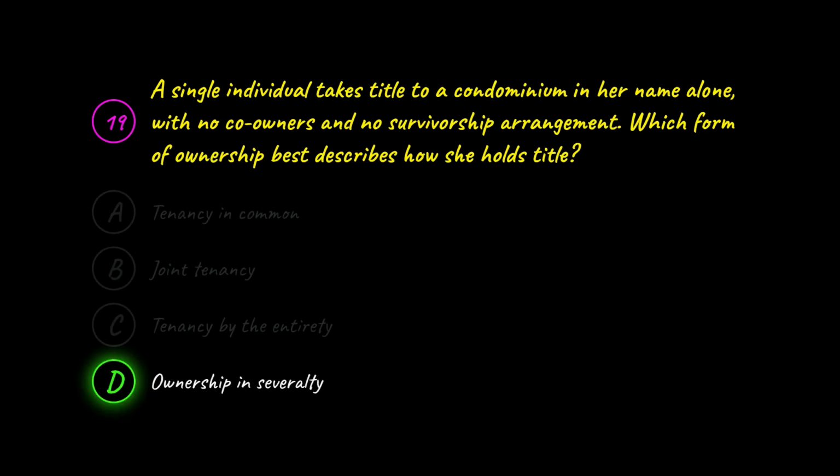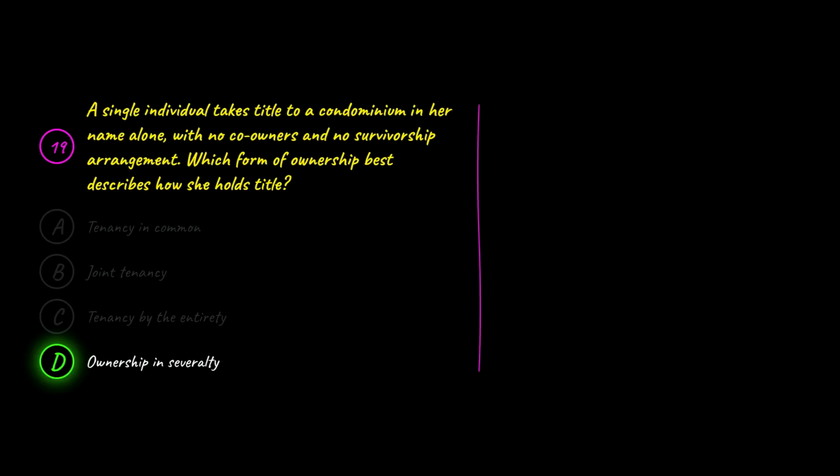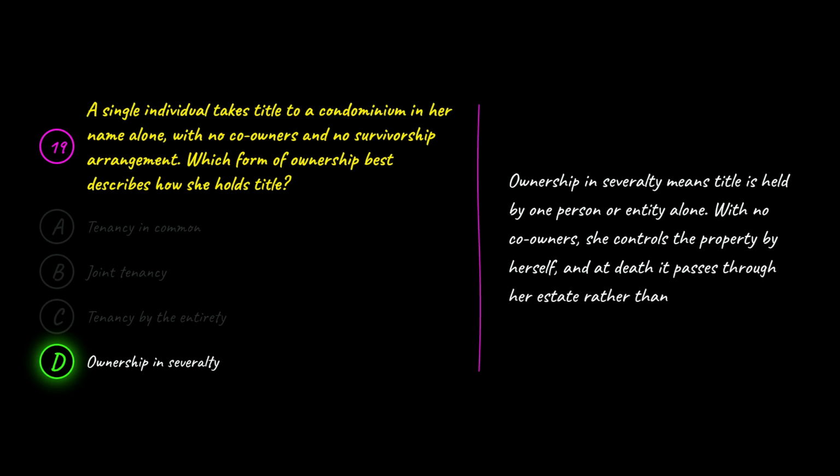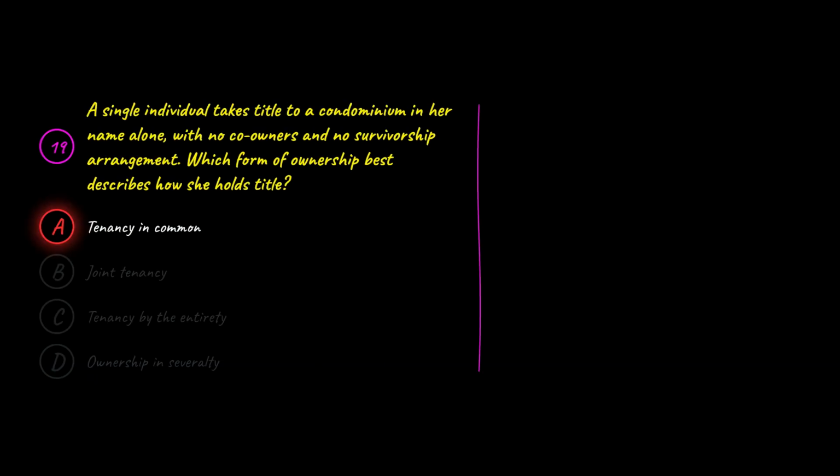The correct answer is D. Ownership in severalty. D is correct because ownership in severalty means title is held by one person or entity alone. With no co-owners, she controls the property by herself, and at death it passes through her estate rather than to any surviving co-owner. A is wrong because tenancy in common requires two or more owners holding undivided shares.